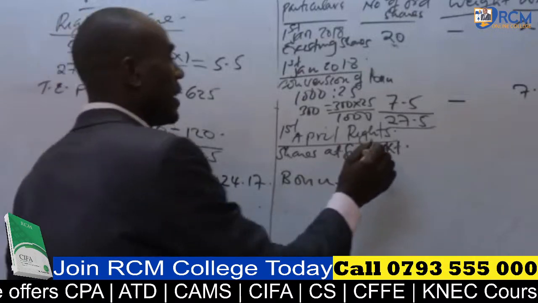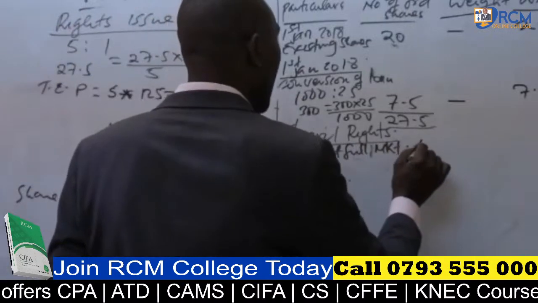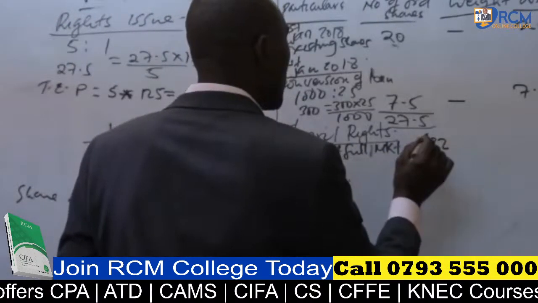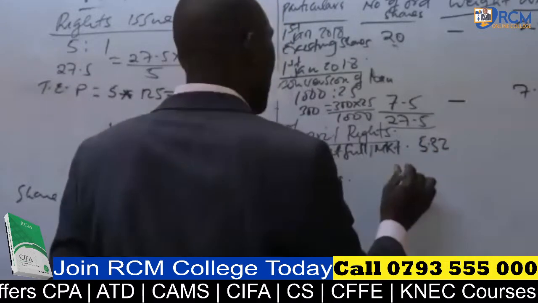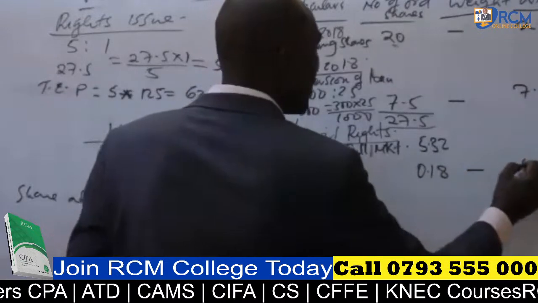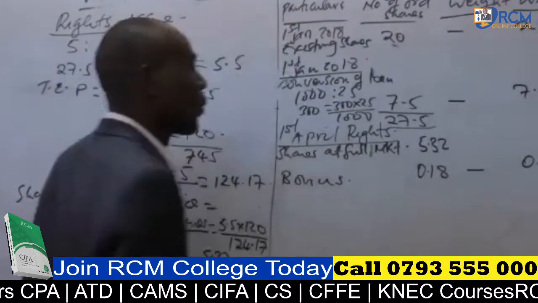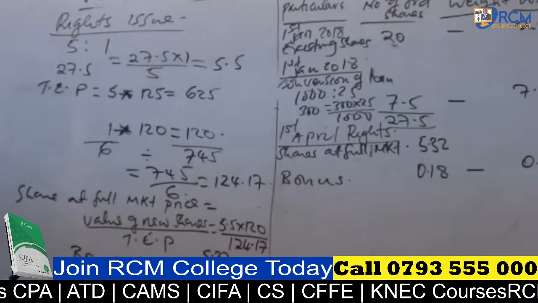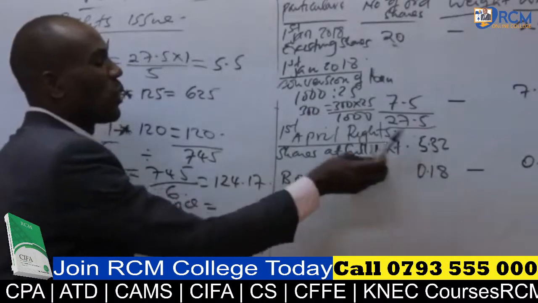Therefore, I come here, shares at full market price, I have 5.32. This one I weight on time basis. The bonus element 0.18, I don't weight. Therefore, the one-off is that way. The one-off is 0.18.